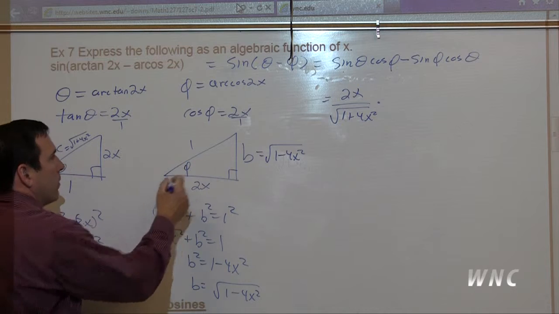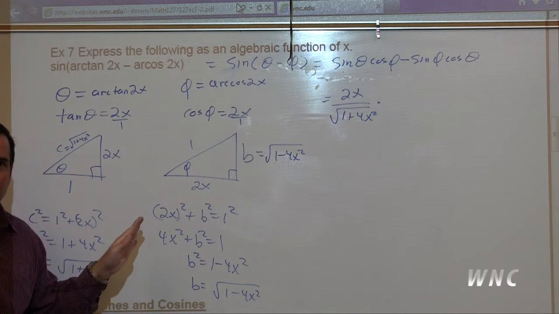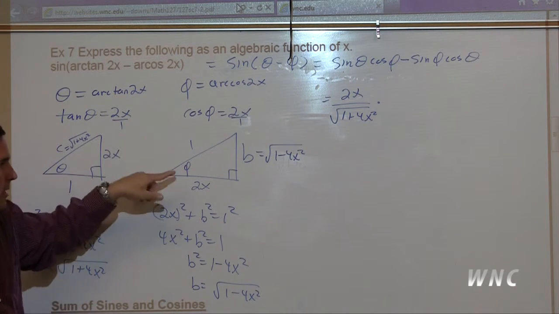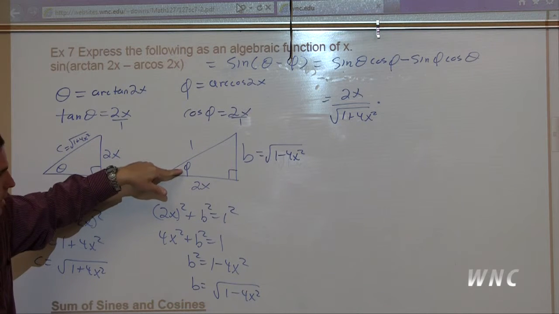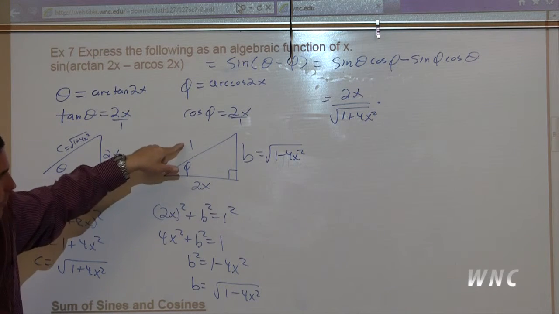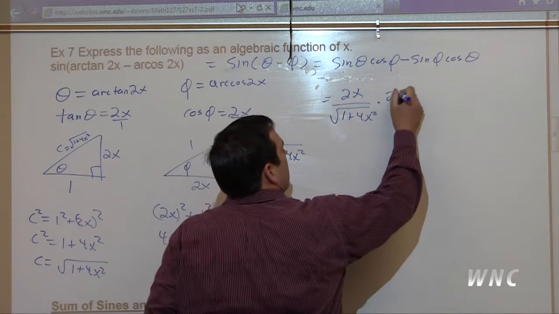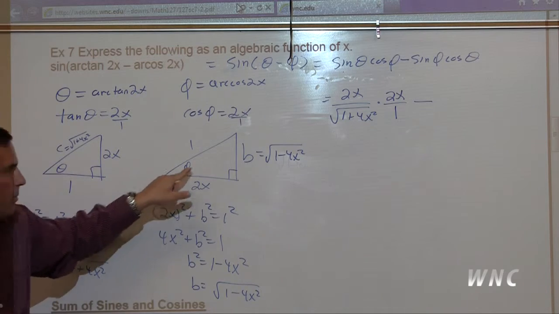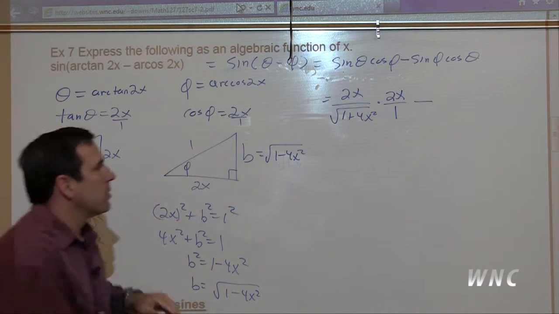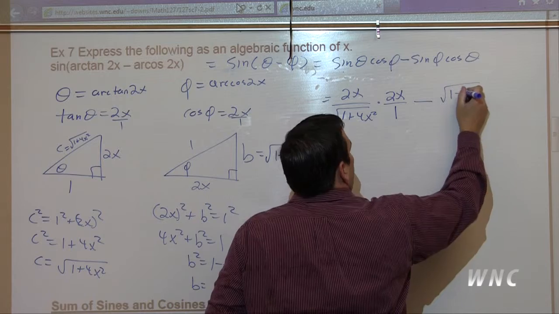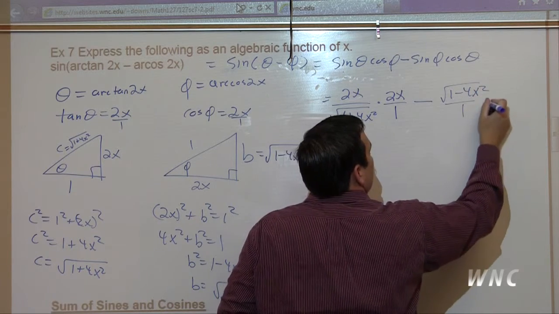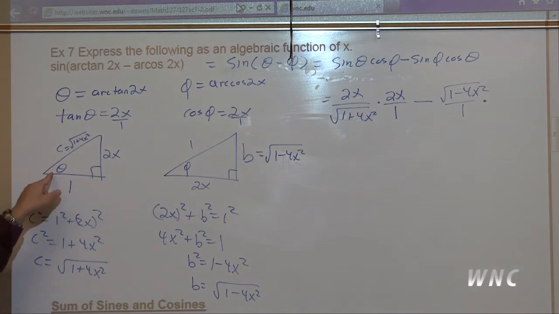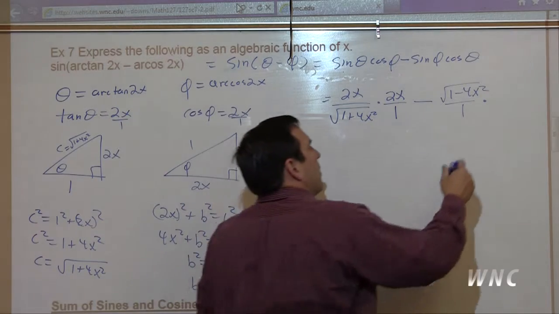This is my phi. Now I probably didn't have to do the cosine phi one because the cosine cancels out, but it kind of reinforces it. Cosine phi is the adjacent side over the hypotenuse, so that's our 2x over 1, minus sine of phi. Sine is going to be the opposite over hypotenuse, the square root of 1 minus 4x squared over 1 times cosine of theta. Cosine of theta is going to be the adjacent over the hypotenuse, so 1 over the square root of 1 plus 4x squared.